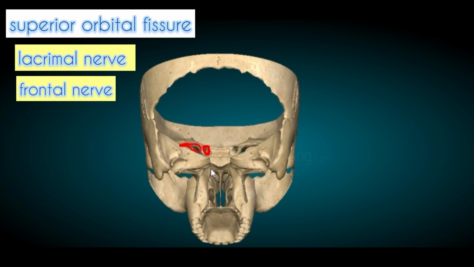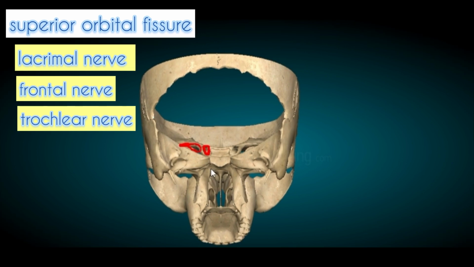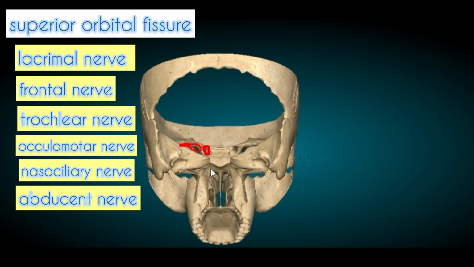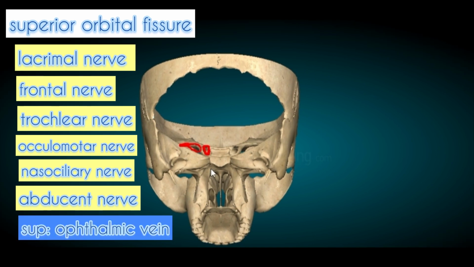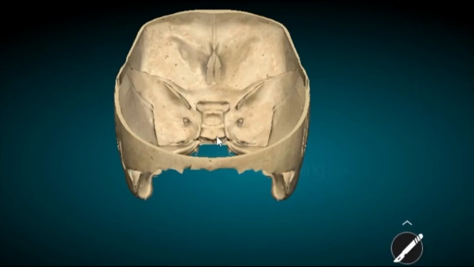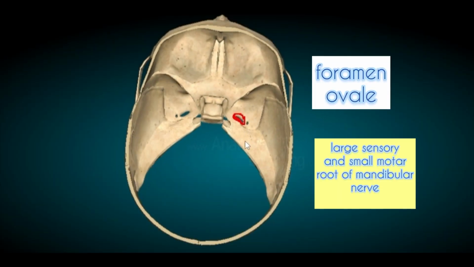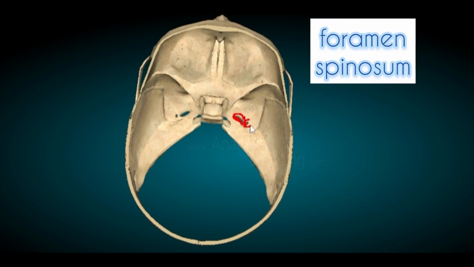So this orbital fissure transmits the lacrimal nerve, frontal nerve, trochlear nerve, oculomotor nerve, nasociliary nerve, abducent nerve, and the superior ophthalmic vein. Then we've got this foramen rotundum that transmits the maxillary nerve, and just after that we've got the foramen ovale that transmits the large sensory and small motor nerve root of the mandibular nerve.